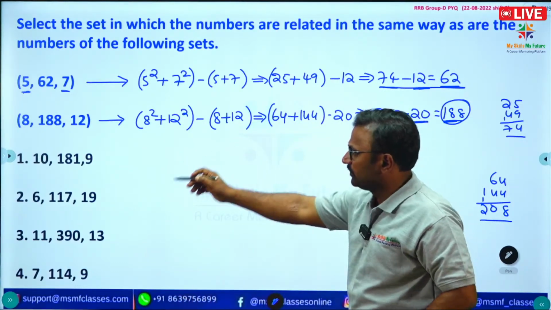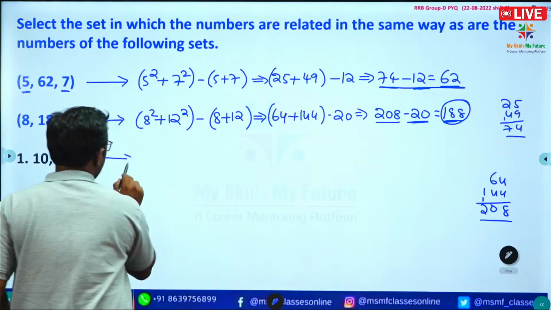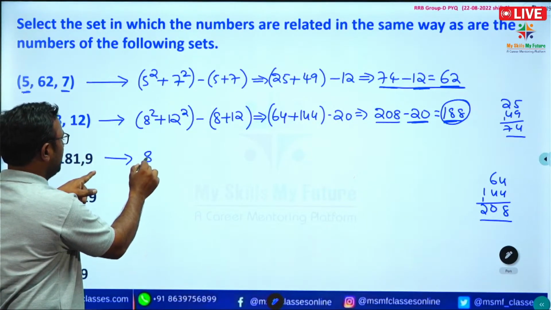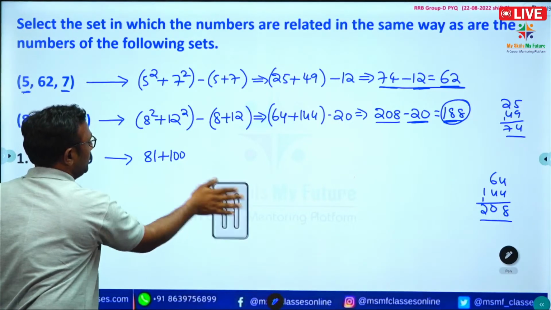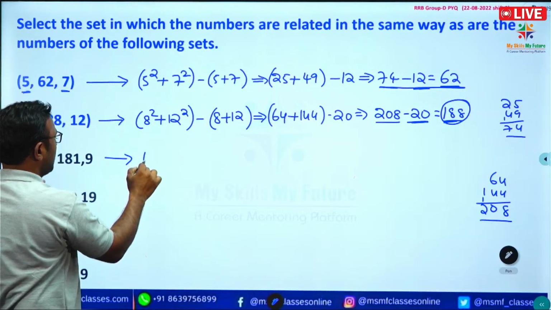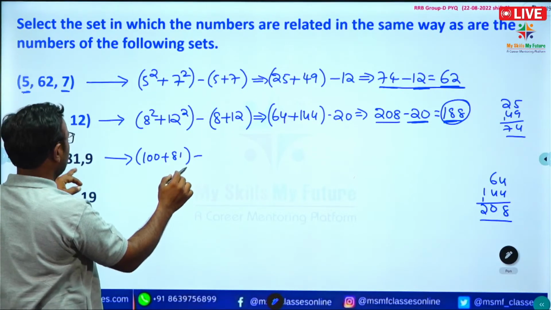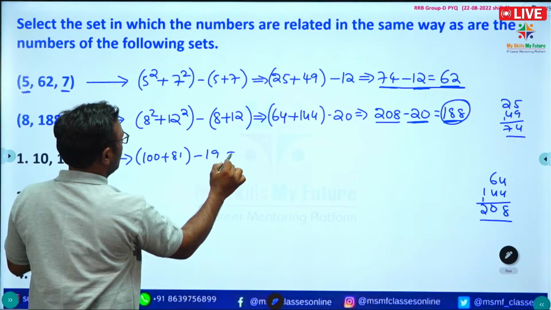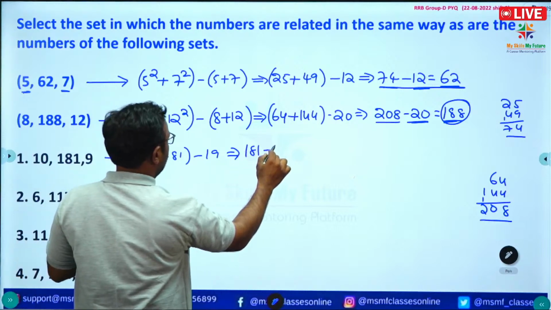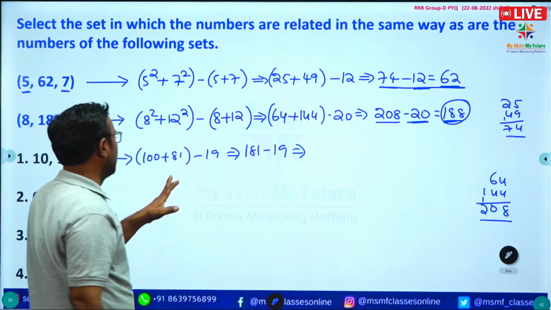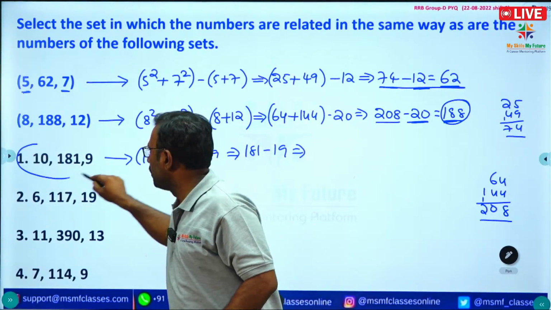So which option will satisfy the same logic? If you see here, option 1, 9 square 81 plus 10 square 100. Okay. So 10 square 100 plus 81 minus 10 plus 9, 19. So we get 181 minus 19, less than 181. Here the number is 181. So option 1 is wrong.